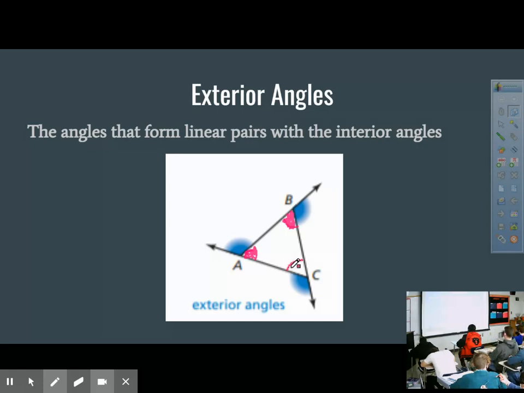So when you're finished, it should look something like this. Okay. So what you're going to do is, knowing that an exterior angle and an interior angle that's right next to each other are a linear pair, they would have to add up to 180. So like if this angle was 60, the exterior would be 120. If this angle was 40, this exterior angle would have to be 140.